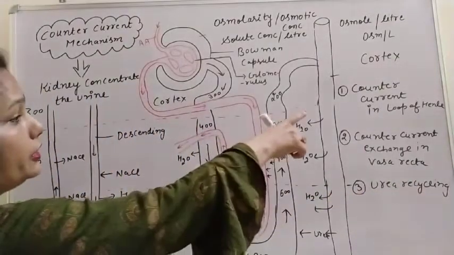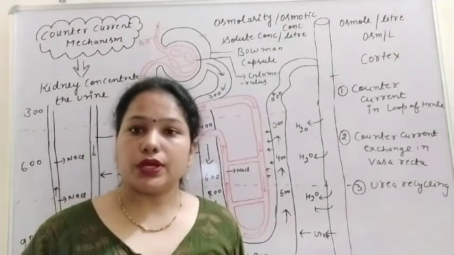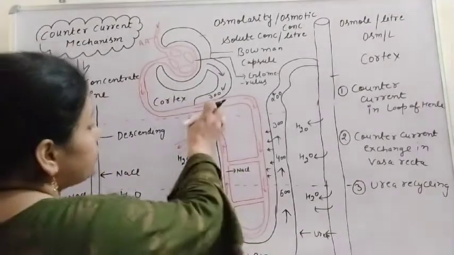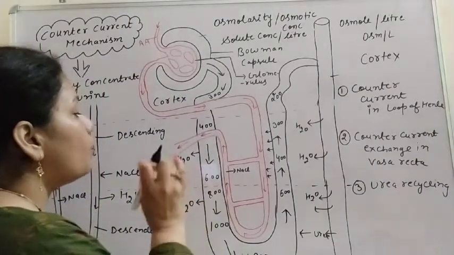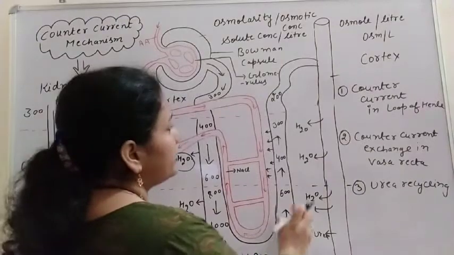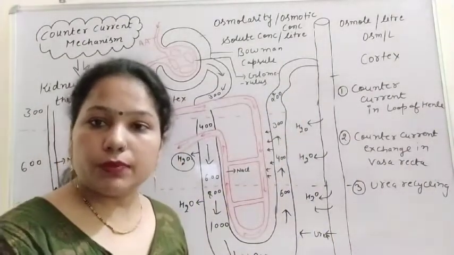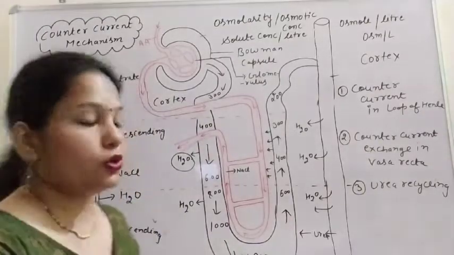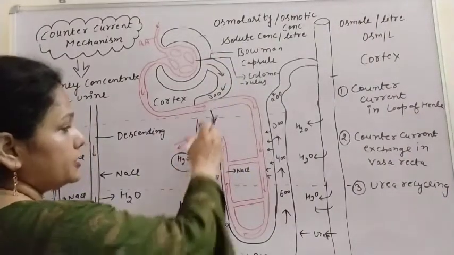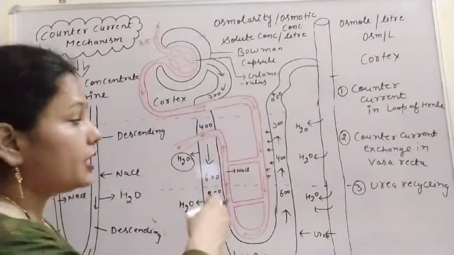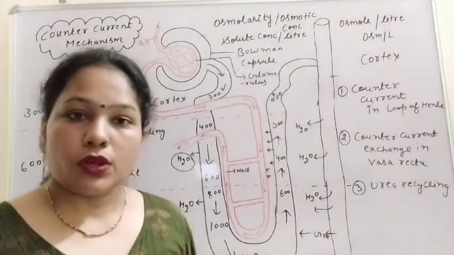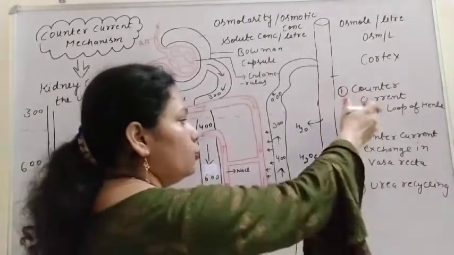So firstly, counter current in the loop of Henle. Let's revise the topic functions of tubule. In that topic, I told you that the descending loop of Henle is more permeable to water but less permeable to ions, and the ascending loop of Henle is more permeable to ions but less permeable to water. So due to this change in osmolarity, high reabsorption of water takes place in the descending part of the loop of Henle, and no reabsorption of water takes place in the ascending part. So this mechanism is the counter current in the loop of Henle.